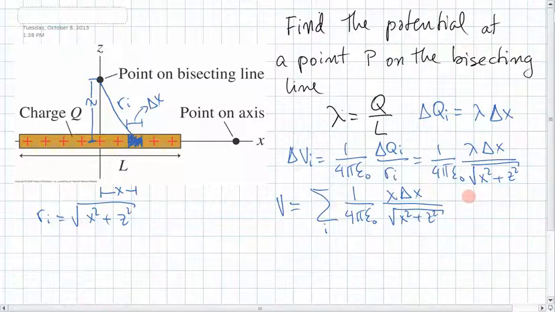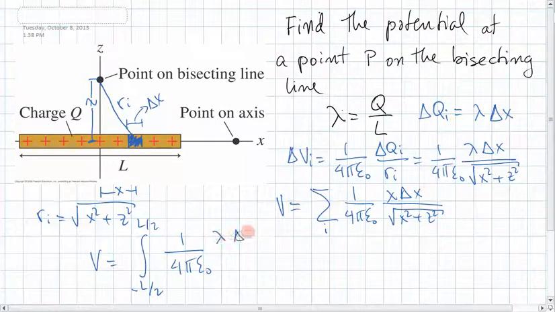So now what we do is we take the limit. So we say V is going to be equal to the integral from minus L over 2 to L over 2, right, of 1 over 4 pi epsilon naught, then lambda dx, right? My delta x here goes to a dx when you take the limit, and then the square root of x squared plus z squared.